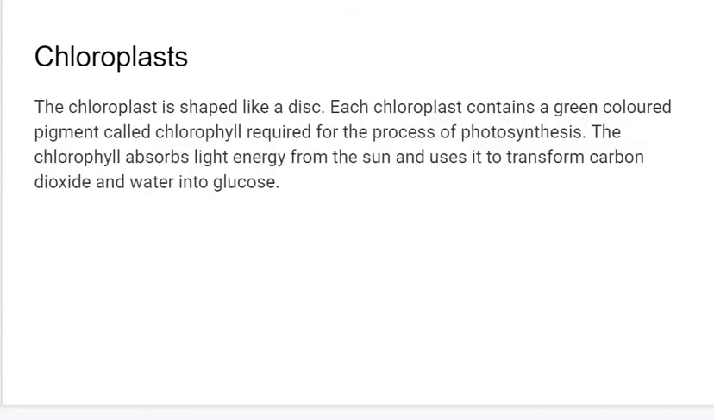Chloroplast. The chloroplast is shaped like a disc. Each chloroplast contains a green-colored pigment called chlorophyll, required for the process of photosynthesis. The chlorophyll absorbs light energy from the sun and uses it to transform carbon dioxide and water into glucose.